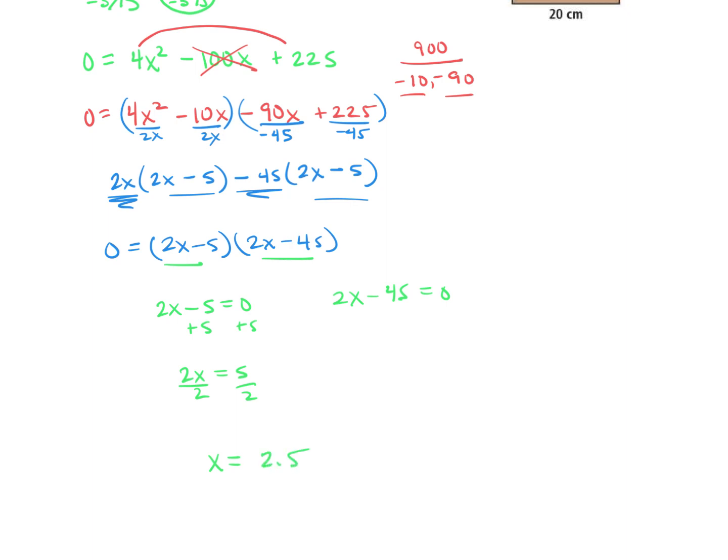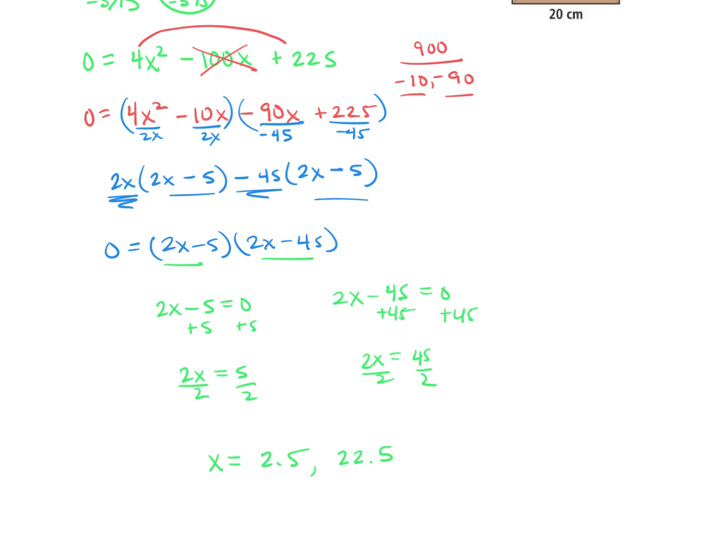Then we're going to solve this one, add 45 to both sides. 2x equals 45, divide by 2. 45 divided by 2 is 22.5. All right, so because it was a quadratic equation, we got two solutions. And let's just see if both solutions make sense in the context of our problem.